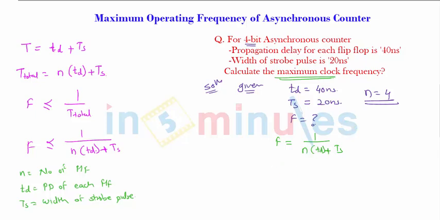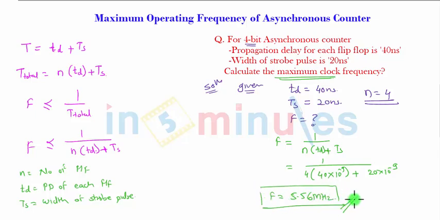So the required frequency is 1 upon 4 into TD, that is 40 nanoseconds, plus 20, into 10 to the power minus 9 seconds. Okay, and if we calculate, it will be 5.56 megahertz, that is nothing but the maximum operating frequency for the asynchronous counter.